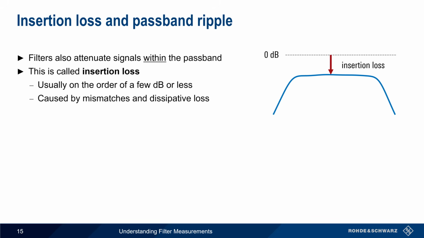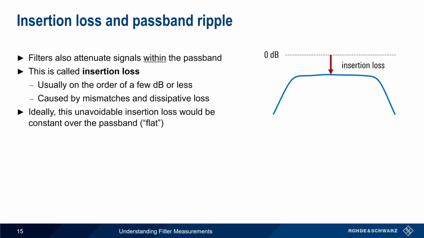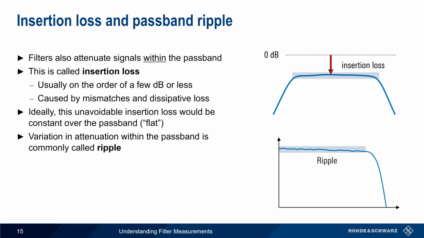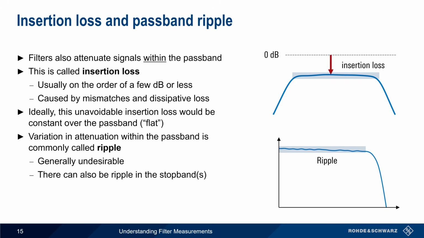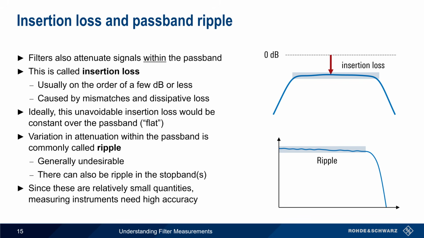In the ideal case, insertion loss would be relatively constant, or flat, over the filter passband, as shown in this example. Variation in attenuation within the passband is referred to as ripple, and passband ripple is generally undesirable. Note that there can also be ripple in the stop band, but we're usually most concerned with passband ripple. Both insertion loss and ripple are usually relatively small quantities, so proper calibration and high instrument accuracy are important when measuring these quantities.